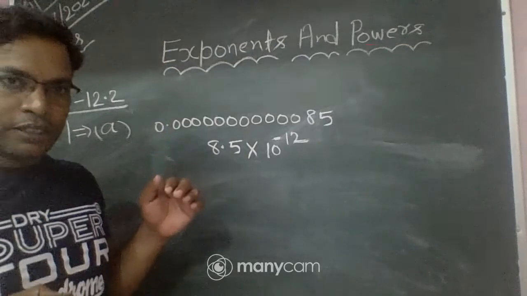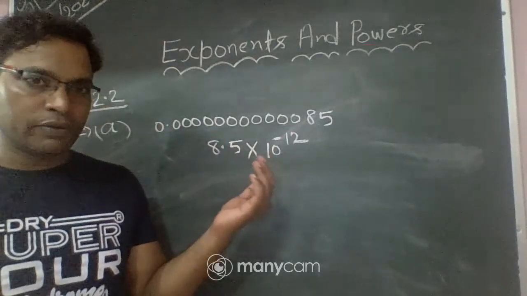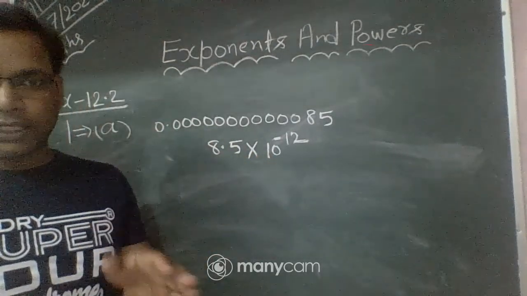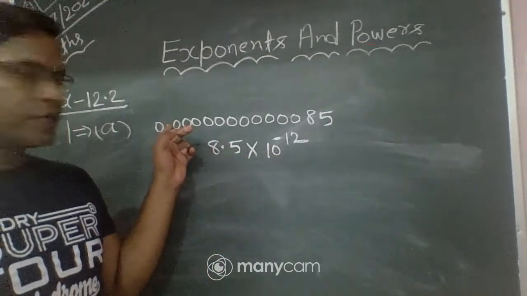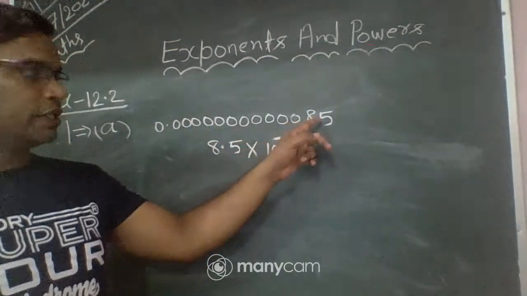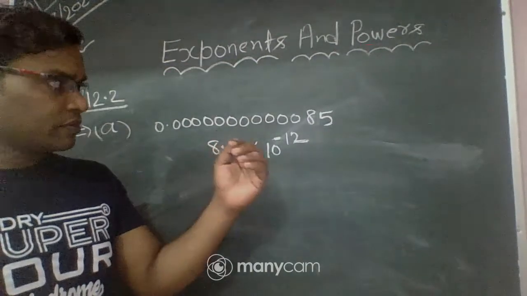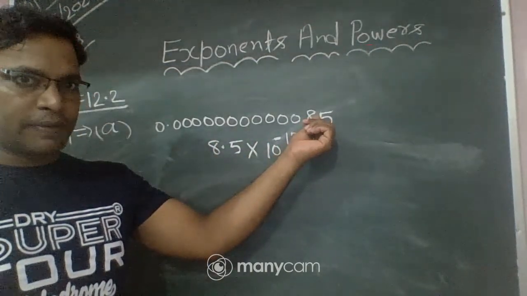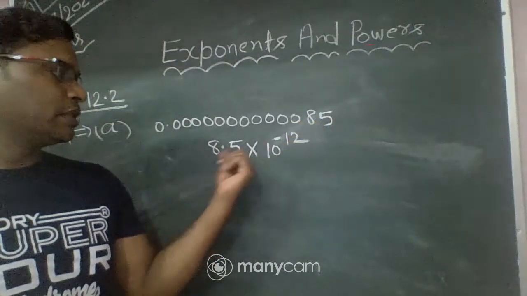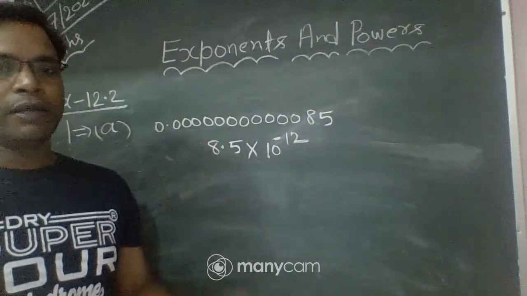जितना डिजिट डेसिमल लेफ्ट मूव करेगा उतना 10 के पावर माइनस हम राइट करते हैं. Okay, here you can see how many digits: 12 digits. डेसिमल को हम 1 डिजिट के बाद लिखते हैं. Okay, so this becomes 8.5 into 10 power minus 12.